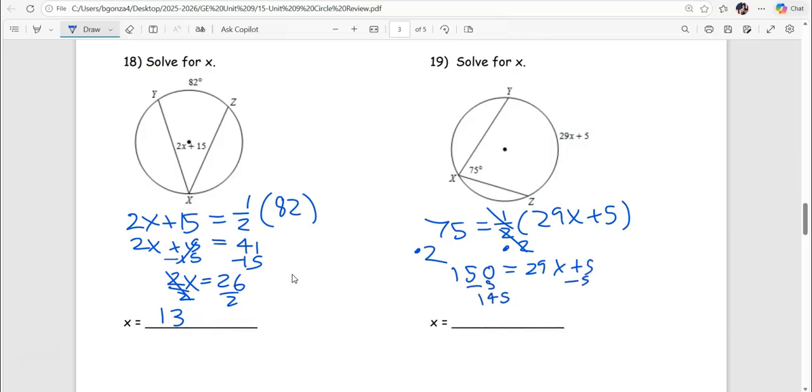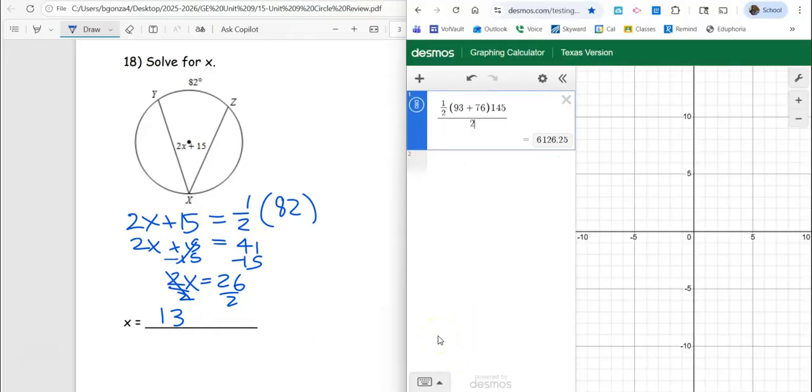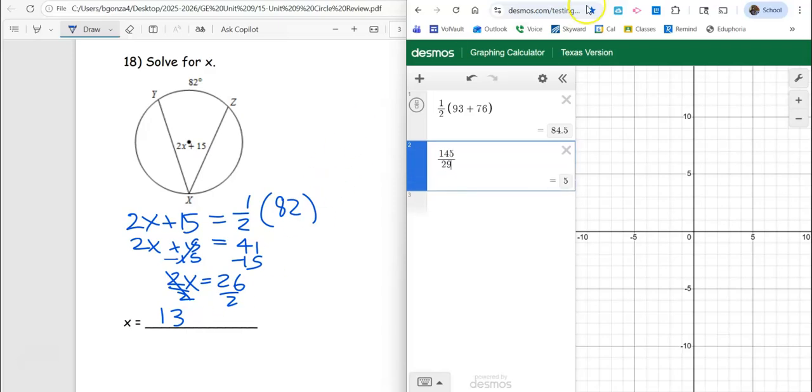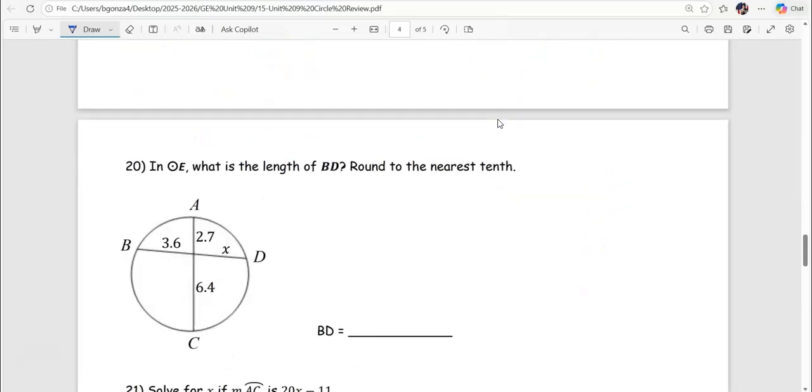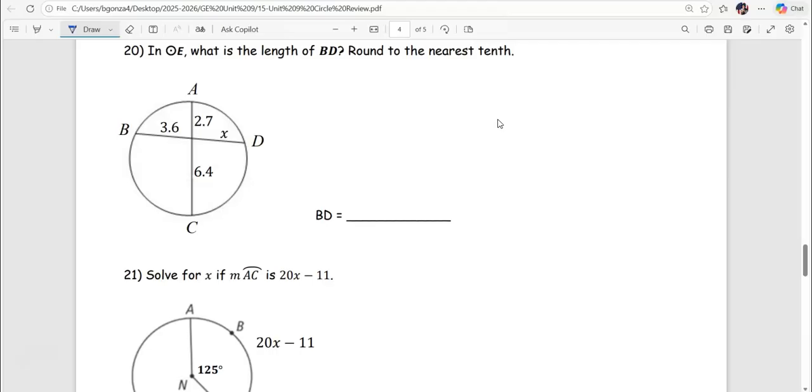Minus 5 gives you 145. And then divide by 29. What's 145 divided by 29? 5. So x equals 5. Okay. The inscribed angle equals half of the intercepted arc, or 2 times the inscribed angle equals the intercepted arc. Either way.